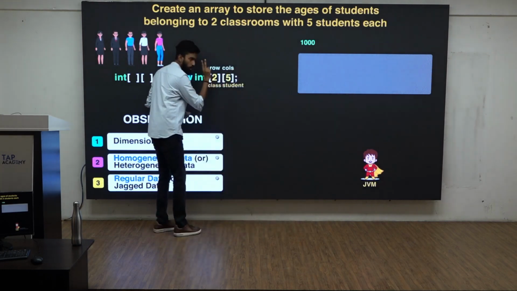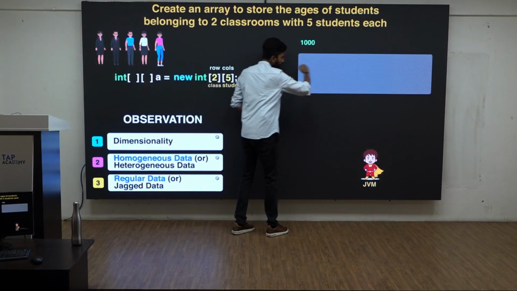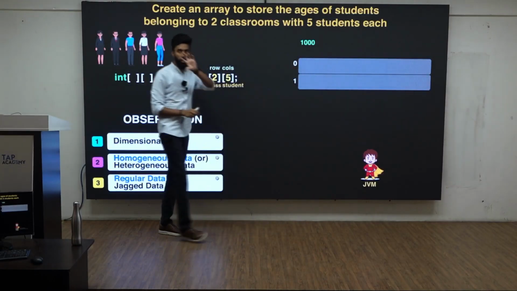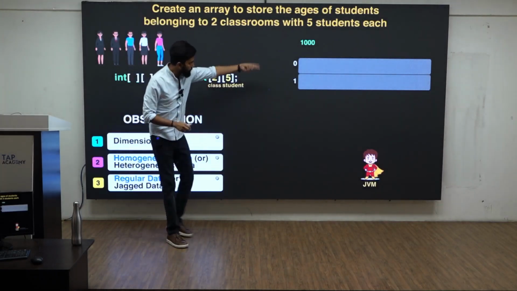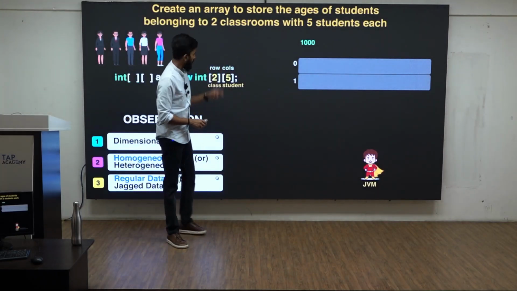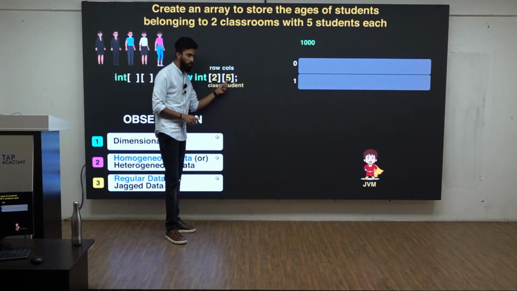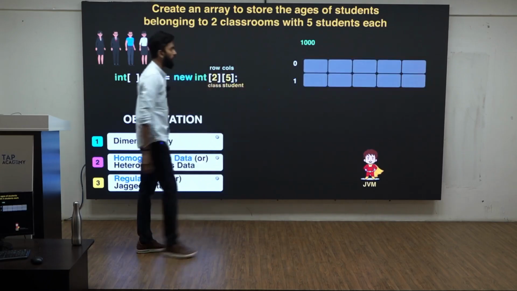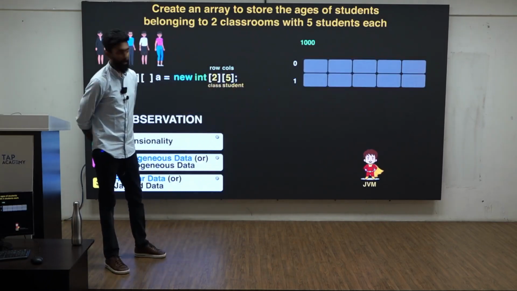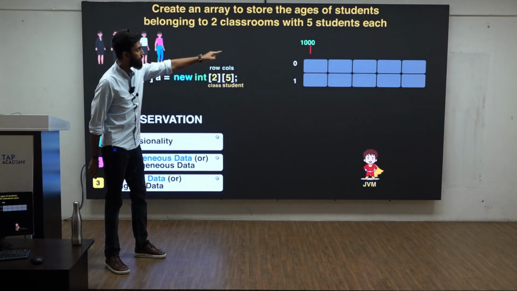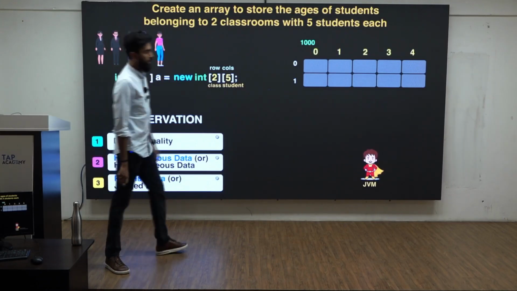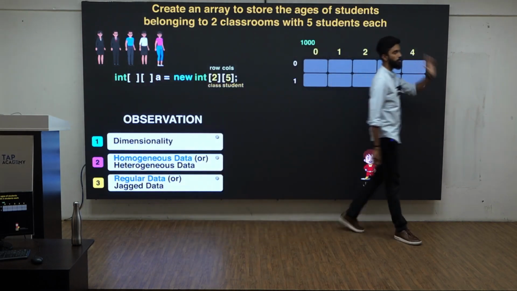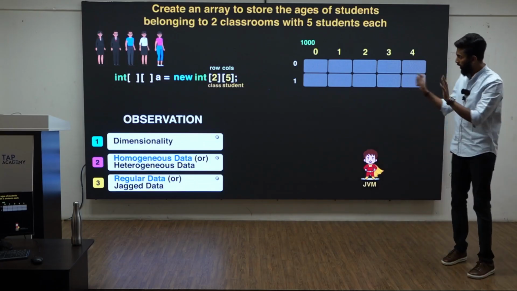So see, what are you telling? How many rows? 2 rows. It will split this into 2 rows. 0th row, first row. One more way of looking is, 2 classrooms are ready. Now tell me, inside every classroom how many students? 5 students. Inside every row how many columns? 5 columns. It will split it into 5 columns. Clear till here? For every column also it will give an index 0, 1, 2, 3, 4. So there are 2 classrooms. Every classroom has 5 students. Clear till here?